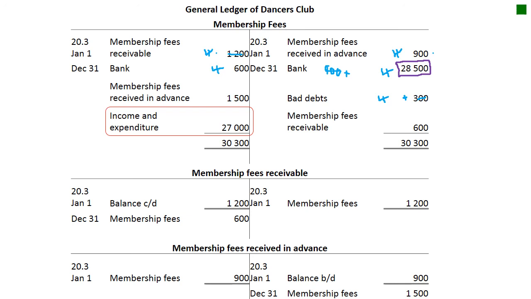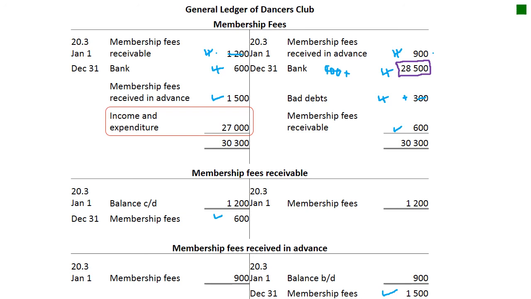Then you put in your closing transfers. Membership fees received in advance for next year, 5 members paid 300 each in advance, so that becomes a liability. And we have 2 members still owing fees, so that becomes an asset. So you need to understand all of these amounts in the membership fees account so that you can work backwards to any of the amounts.